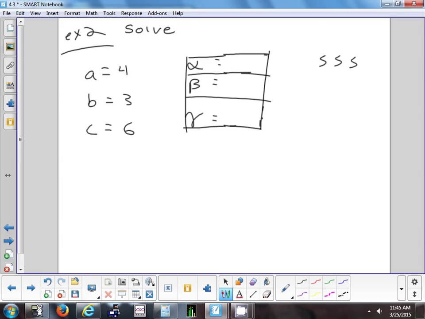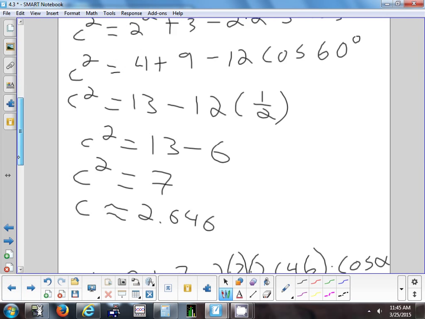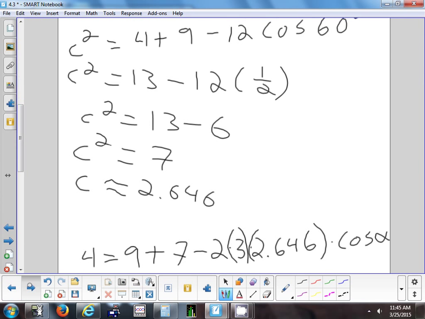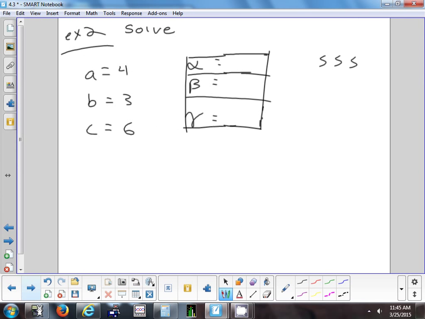So you can use 1, 2, or 3. With side, side, side, you don't have to use a certain version to start. You have to do it twice. Use law of cosines to find 2 angles, then subtract from 180. So let's use a version we haven't used yet. We already used alpha. Let's find beta. Let's copy over what the law is right here, so we can remember as we're putting it in.